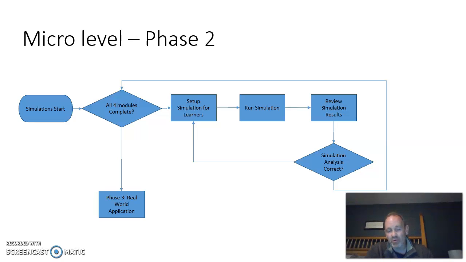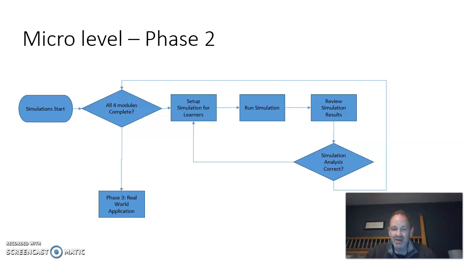In each module, we'll set up the simulation for the learners. We'll run the simulation with our actors, and during that time, our learners will be picking out the different wastes that they see in the simulation. They'll be writing those things down, and then we'll review the simulation results. And we'll see if the simulation analysis is correct. If they picked up everything, then we'll move on to the next module.